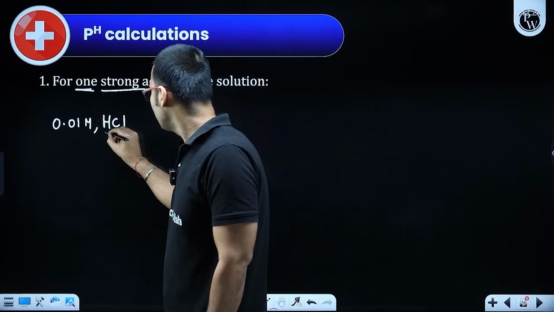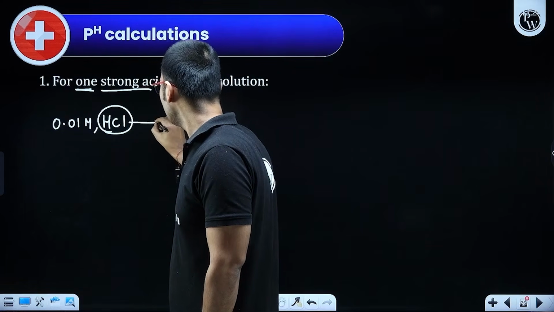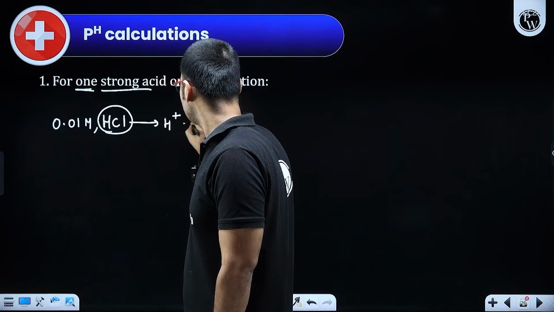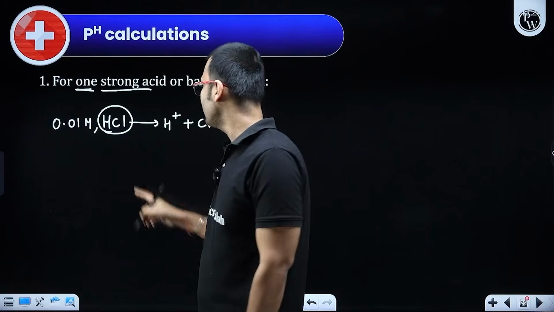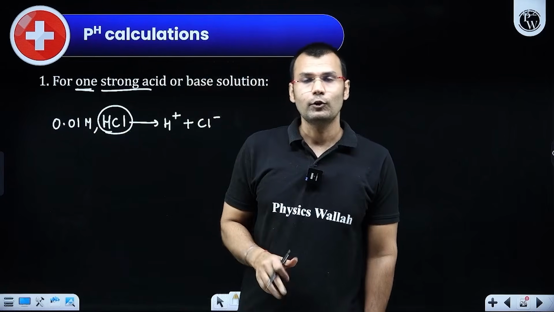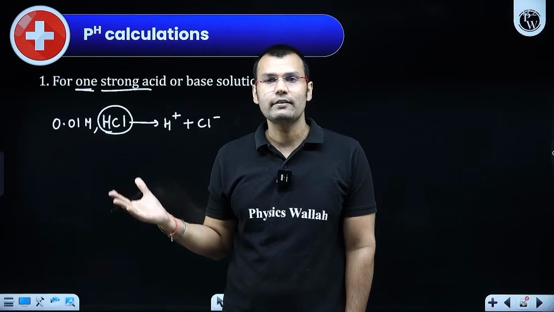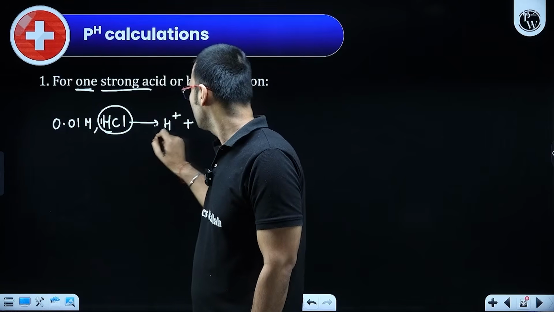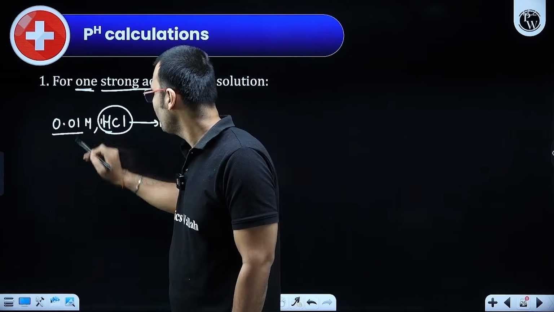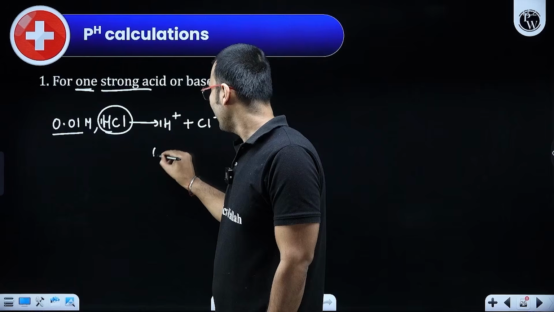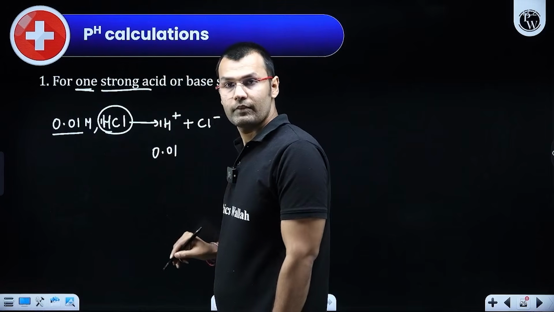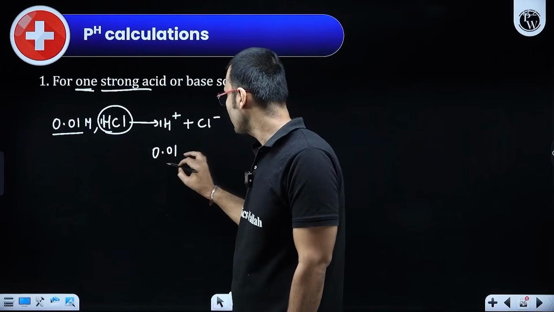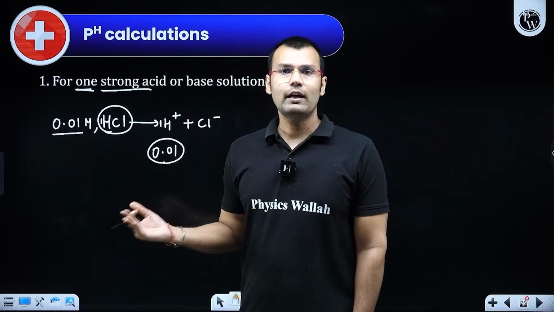First, from this acid you can calculate how much H+ you can obtain, because you know that HCl is a strong acid. So there is no need of alpha here. Whatever amount is there, it will completely ionize, and one part of HCl can produce one part of H+. So 0.01 molar HCl will give you 0.01 molar H+ ion. Now once you have obtained the concentration of H+ ion, from that you can find the pH.